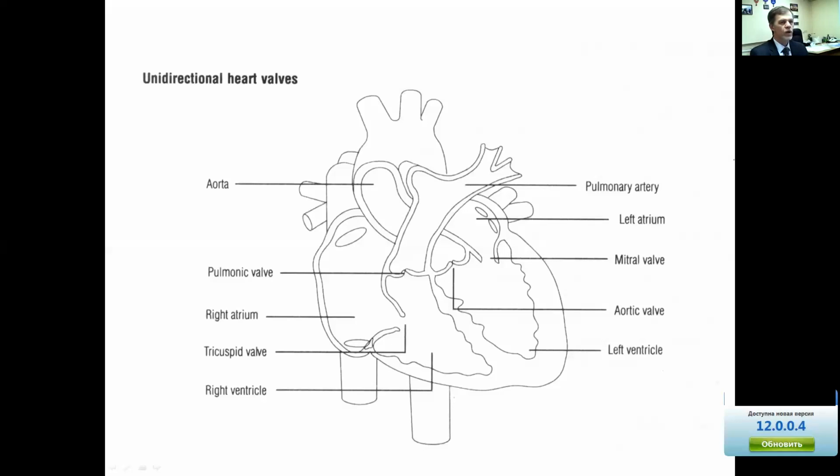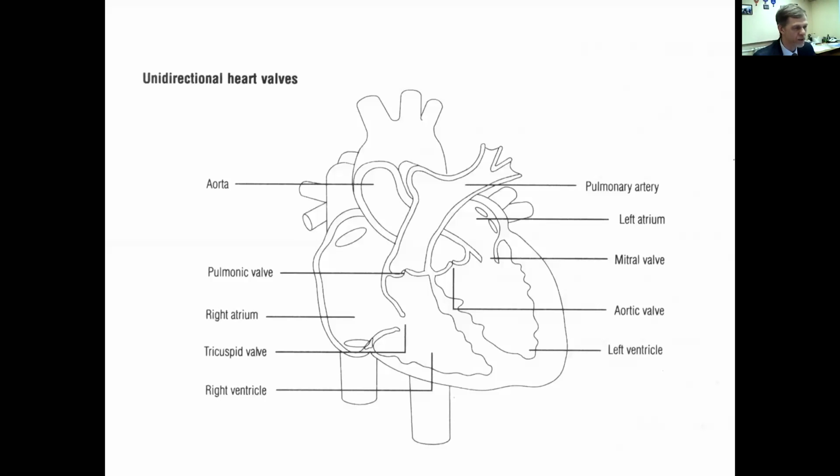Before we start talking about auscultation, let's remember the anatomy of the heart. Of course, you know that our heart has four chambers. We have two ventricles, left ventricle and right ventricle, and two atriums, left atrium and right atrium. Between these chambers, we have valves. Valves are like doors. Valves let blood flow only one way.